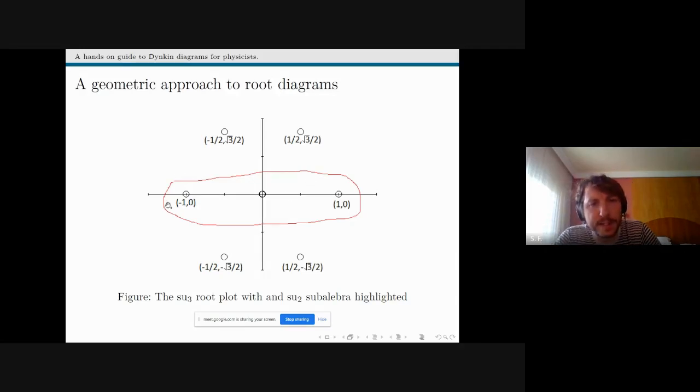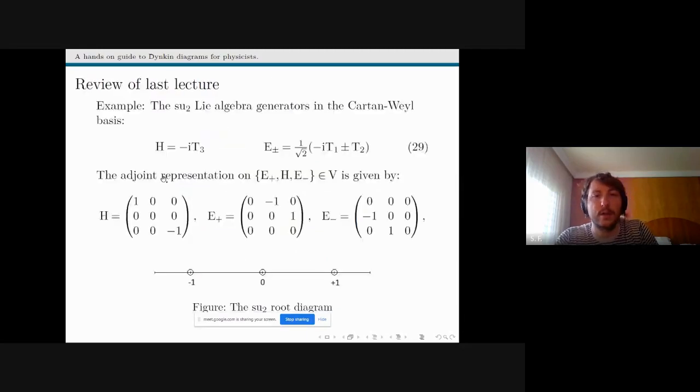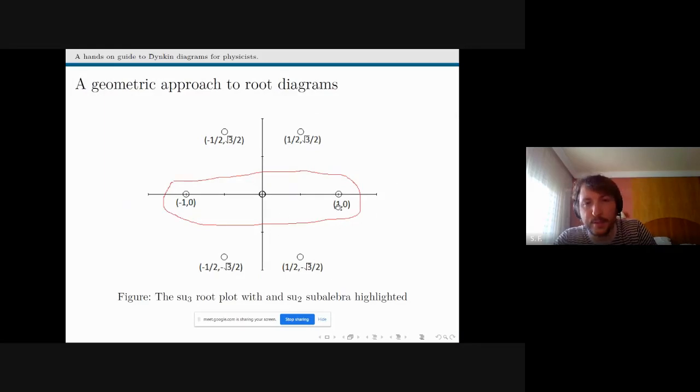If you focus in on these 3 roots here, -1, 0, 0, 0, and 1, 0, these 3 elements look very similar to what you see in the SU2 root plot. And that's because this is an SU2 root plot. These roots correspond to basis elements which form an SU2 subalgebra of SU3. And that's very curious for 2 reasons.